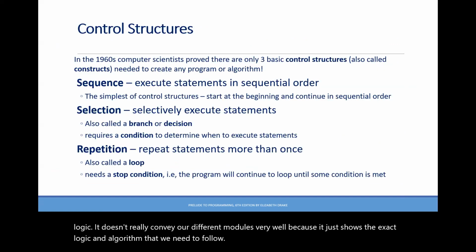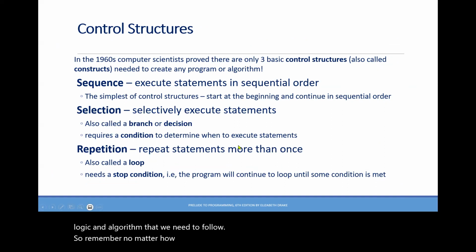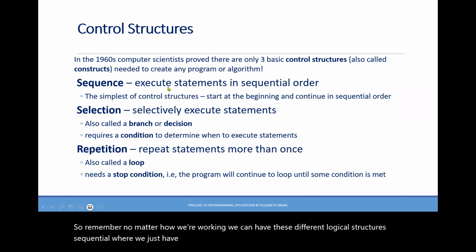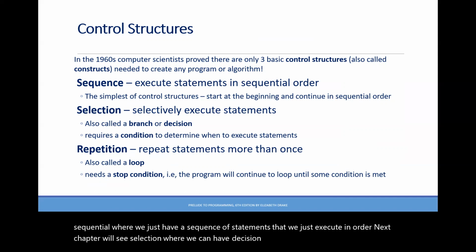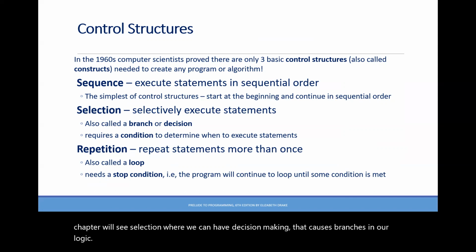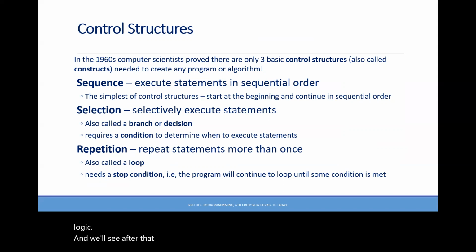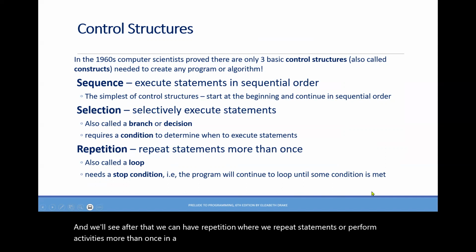So remember, no matter how we're working, we can have these different logical structures. Sequential, where we just have a sequence of statements that we execute in order. Next chapter, we'll see selection, where we can have decision making that causes branches in our logic. And after that we'll see repetition, where we repeat statements or perform activities more than once in a looping type structure.